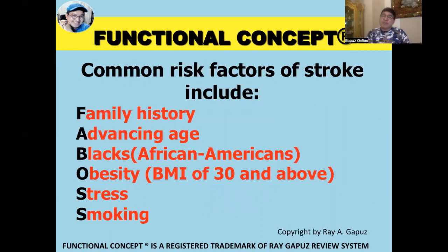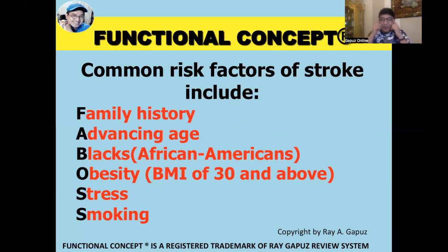Now, what are the common risk factors of stroke? You have the code FA-BOSS, so family history, advancing age, especially when you're growing a little older, when the blood vessels become a little more non-elastic. It's common among African Americans or the Black populations, and obesity, which means patients with a BMI of 30 and above. The normal BMI is 18.5 to 24.9. The moment you reach 25 to 29.9, that means you're overweight. And when your BMI is at 30 and above, then that means you are obese.